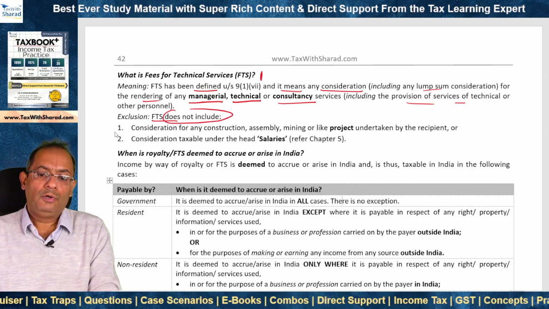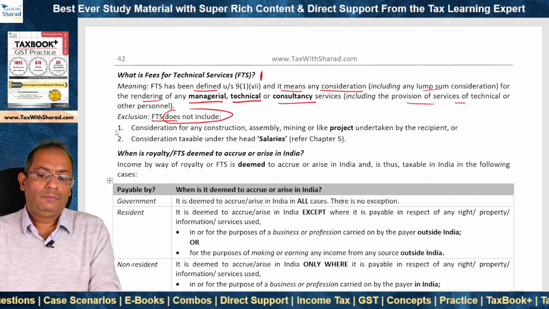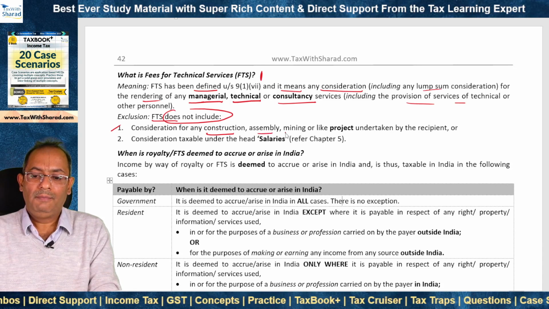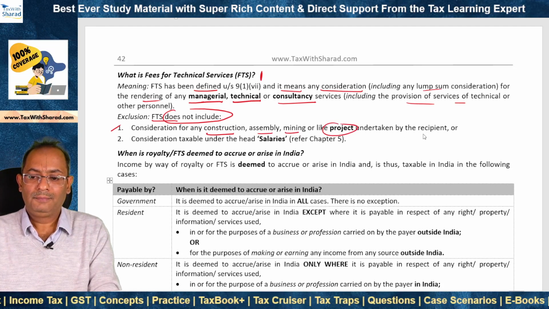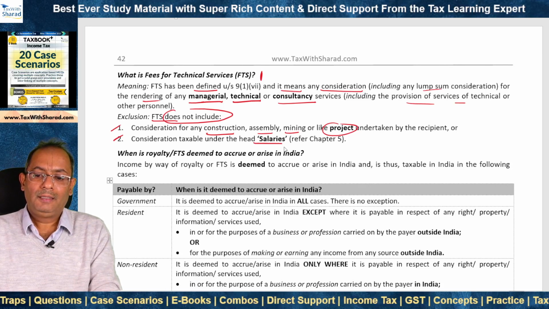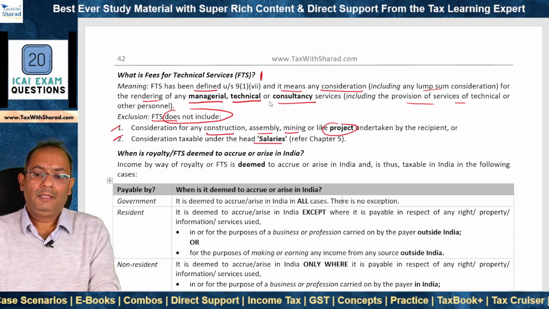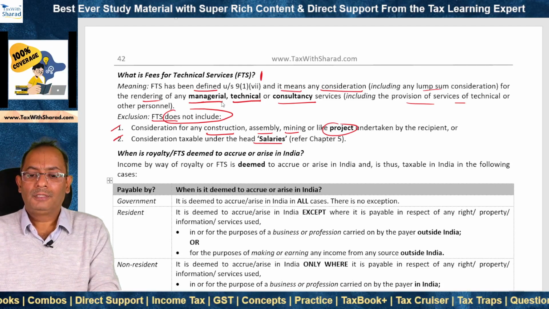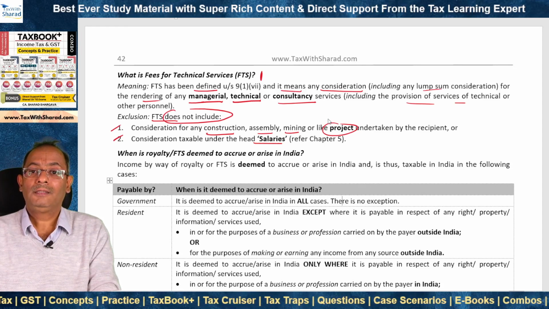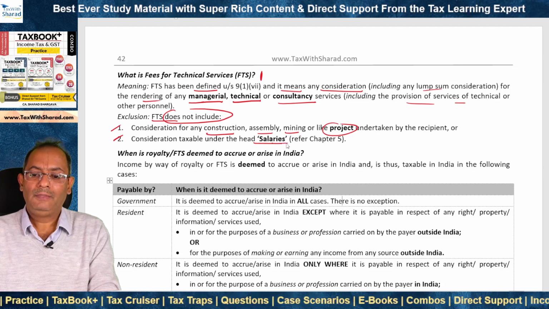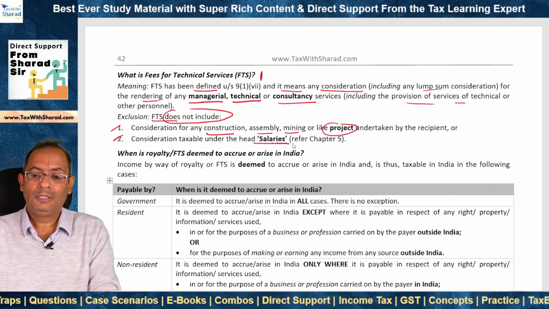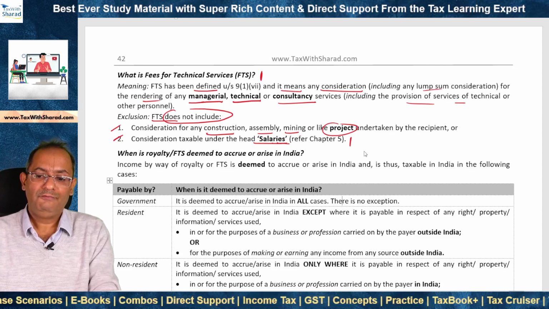FTS does not include two things. One, consideration for any construction, assembly, mining, or like project undertaken by the recipient. Second, consideration taxable under the head salaries is not taxable in the nature of FTS. So for example, a person is a manager or a consultant and he is employed with a company, and therefore he is rendering services as an employee. So that person will be receiving salary income, which will not be taxable as FTS, but it will be taxable under the head salaries, and consequently it will move out of the purview of FTS.